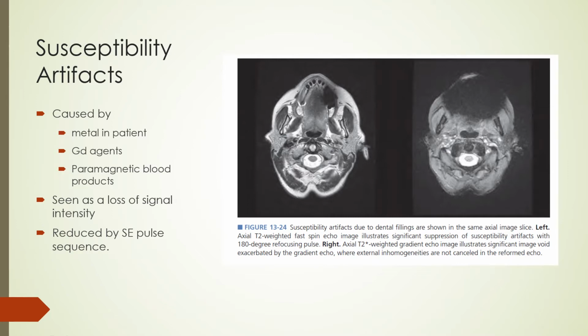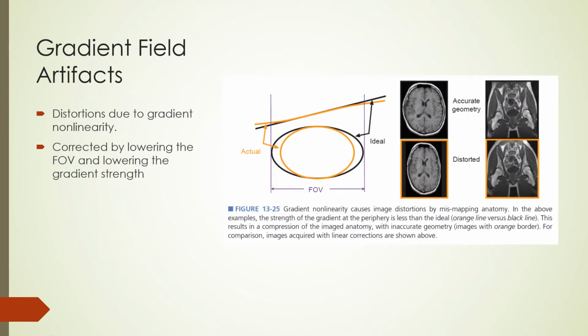the left image. Gradient field artifacts are caused by gradient nonlinearities that cause image distortions when anatomy is mismapped. Gradient fields are used to encode the spatial location of signals, so gradients have to be properly matched. Gradients typically fall off at the edges of the field of view, so when a large field of view is used, on the order of greater than 35 centimeters, there is a possibility of image distortions that are especially pronounced on the coronal and sagittal images.